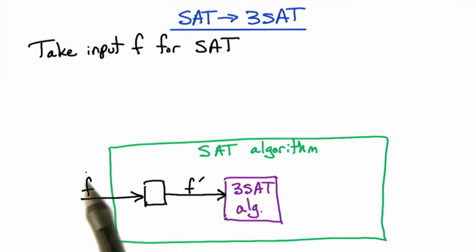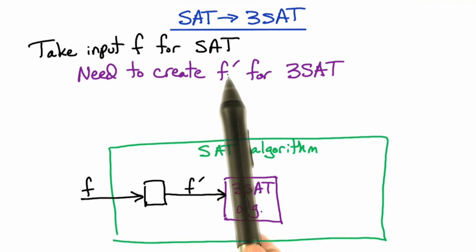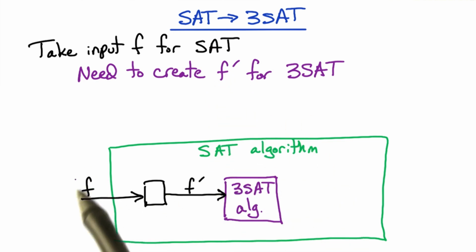Then we have to transform this input f into an input for the 3-SAT problem. We'll use f prime to denote the input to the 3-SAT problem. Now this is a bit tricky to do. Why? Because f might have some big clauses.